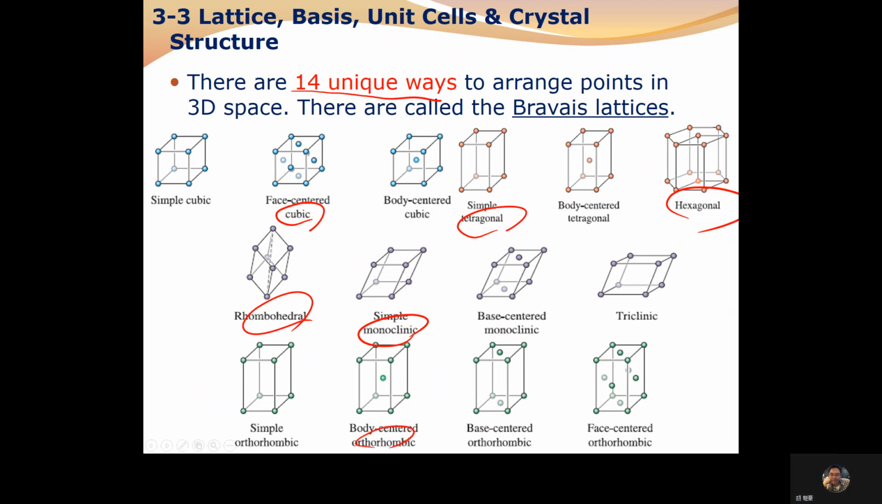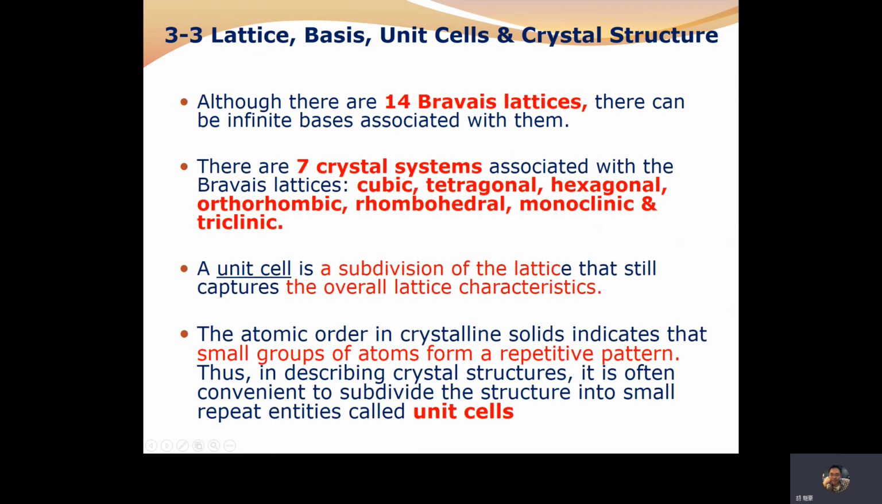There's still one called triclinic. Therefore there are seven crystal systems right here, and the 14 Bravais lattices.